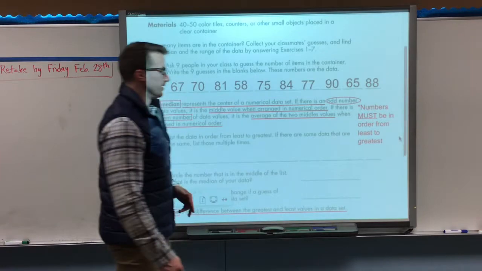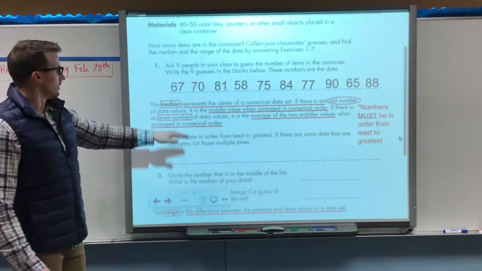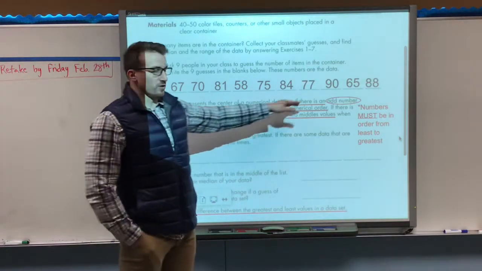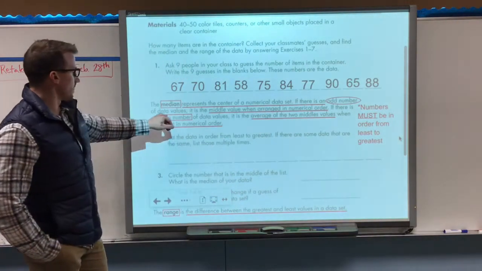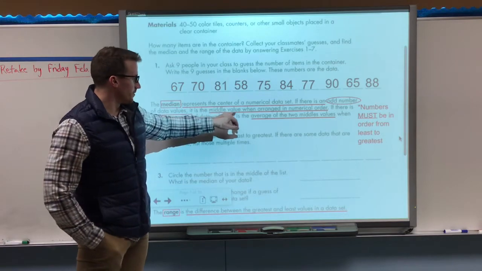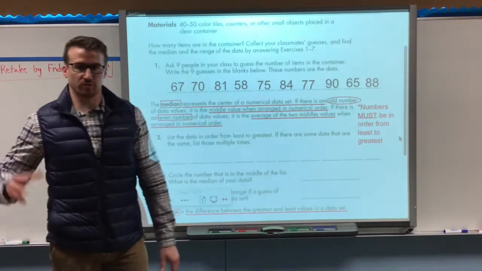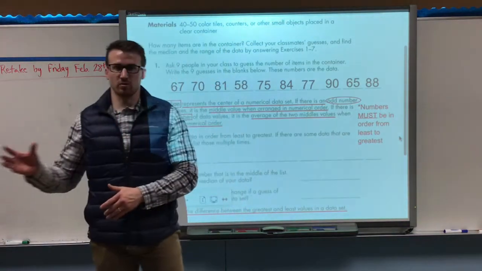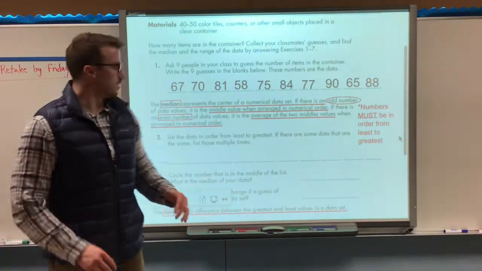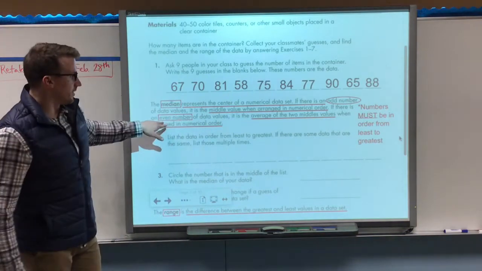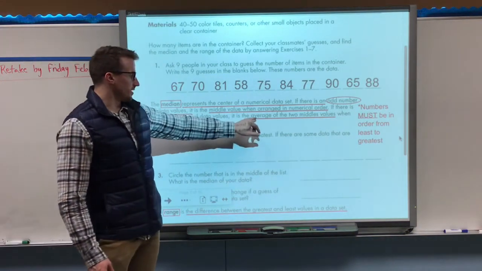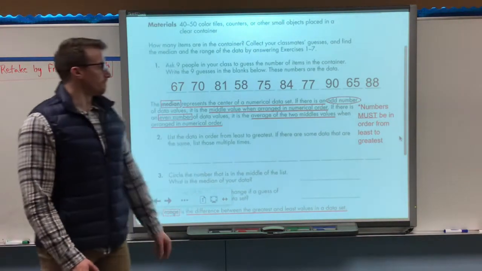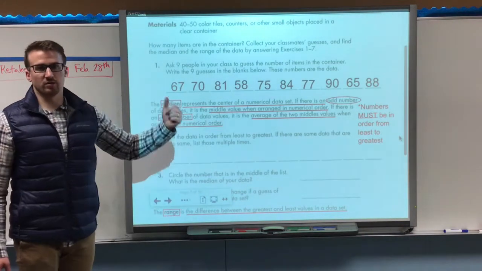So what the median is, this is review. The median represents the center of a numerical data set. If there's an odd number of values, it is the middle value when arranged in numerical order, which means from least to greatest. Super important. Numbers have to be in order from least to greatest when we're talking about median. All right? If it is an even number of data values, then it's the average of the two middle numbers, which means you add them up and divide them by 2, okay, when arranged again in numerical order.